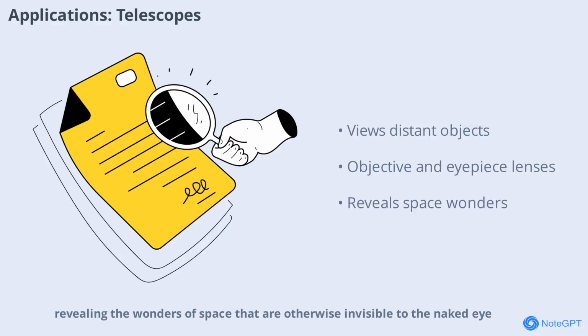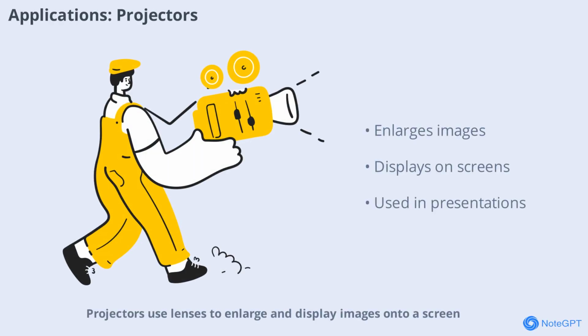Projectors use lenses to enlarge and display images onto a screen. The lens system takes a small image and projects it as a much larger version, making it visible to an audience. This technology is widely used in classrooms, theaters, and business presentations, demonstrating the versatility of lenses in modern life.